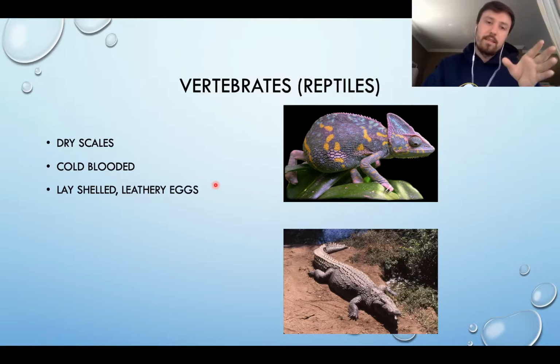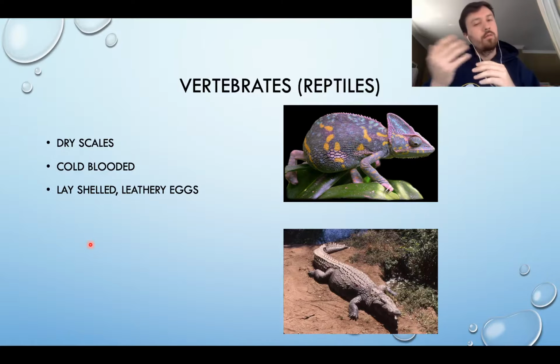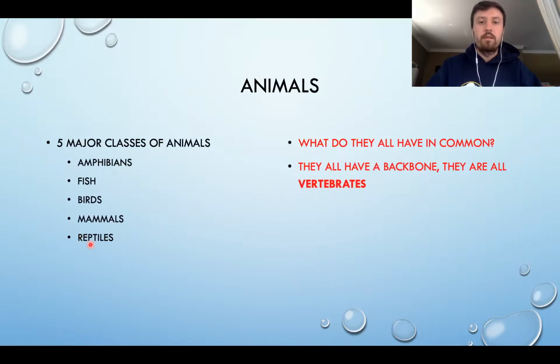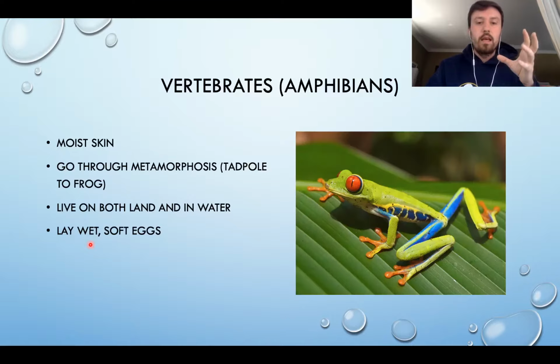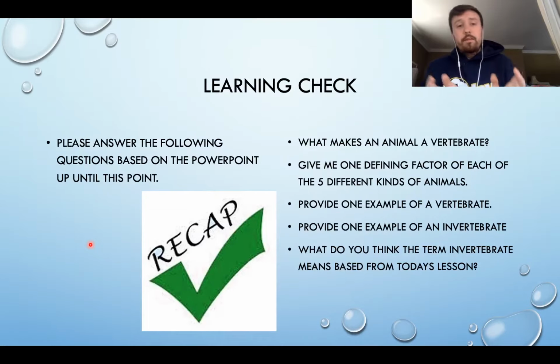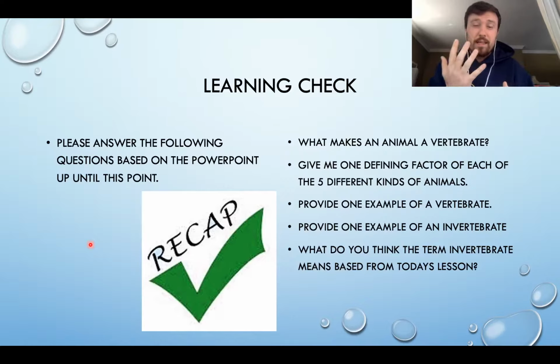So again, not necessarily all reptiles will have all these factors, but it's just some good ways to tell: is it a reptile, is it an amphibian? You can go, okay, it has dry scales, it's cold-blooded, I think, and it lays shelled, leathery eggs, it's probably a reptile. Whereas if we go back to amphibians, if I were to give you something that says it has moist skin, it probably went through some kind of metamorphosis, and it lays wet, soft eggs, it's probably an amphibian. Right. So that's very quickly, very briefly, vertebrates, and then the 5 different kinds of animals.